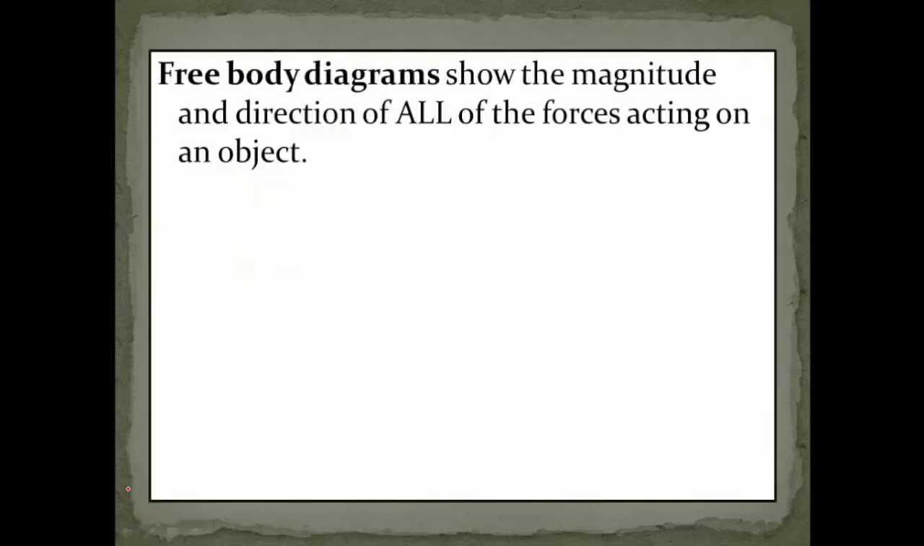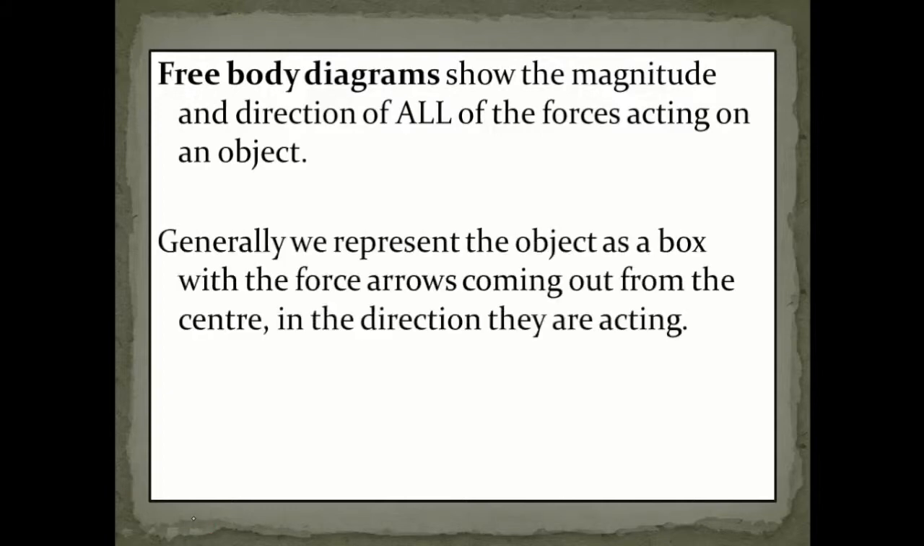So what is a free body diagram? A free body diagram shows the magnitude and direction of all of the forces acting on an object. Generally speaking, we represent every object that we're dealing with as a box. So if it's a person, a plane, a car, a house, it really doesn't matter. I'm not a very good artist, so I just draw a nice square box. And then from there, the force arrows will be coming out from the center.